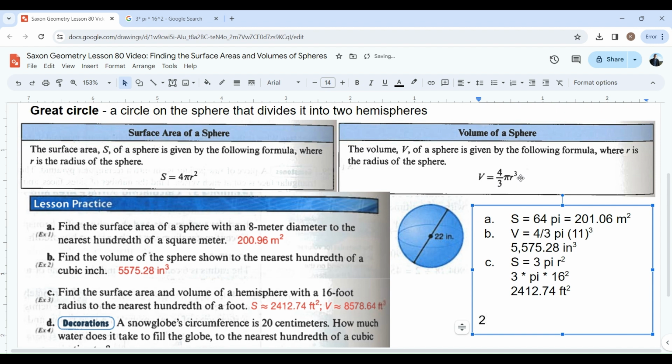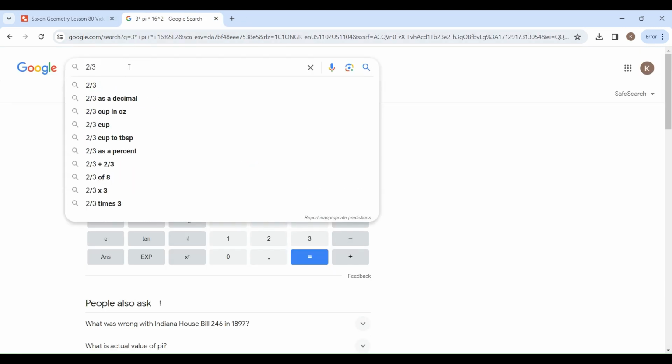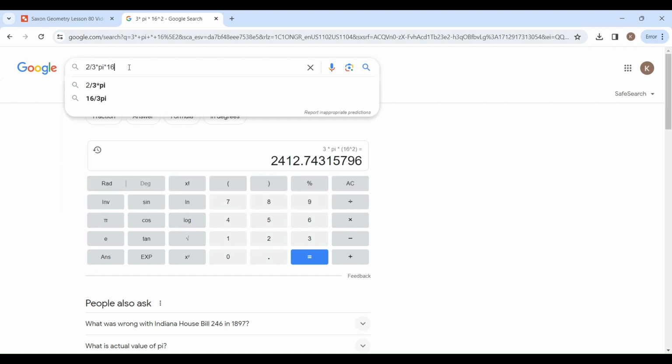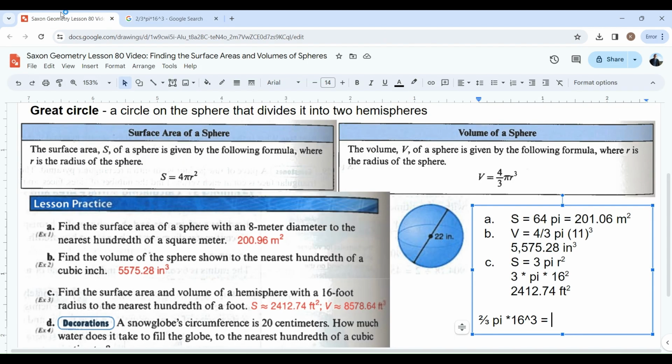So for a hemisphere, instead of 4/3, it's going to be 2/3 times pi times the radius cubed. That's going to be 16 cubed. Okay, 2/3 pi times 16 cubed. And we got 8,578.64.